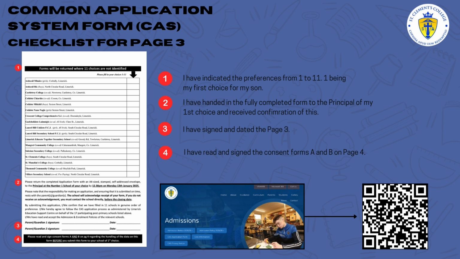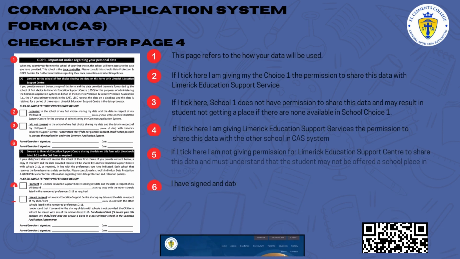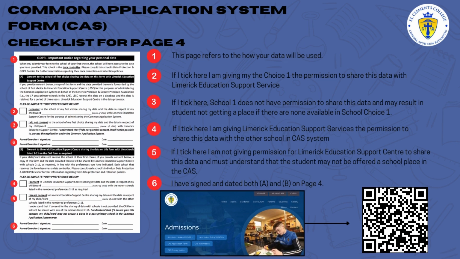Part 4 of the form instructs parents to go to page 4 and to fill out consent forms A and B. Page 4 deals with the sharing of data. When you hand your application form into your school of first choice, that school becomes the data controller of all of the data contained within the application form. Part A deals with the ability for the school to share the data with the education centre, and by ticking 2, you are giving the school the permission to do that. You must also place the student's name in the space allotted.